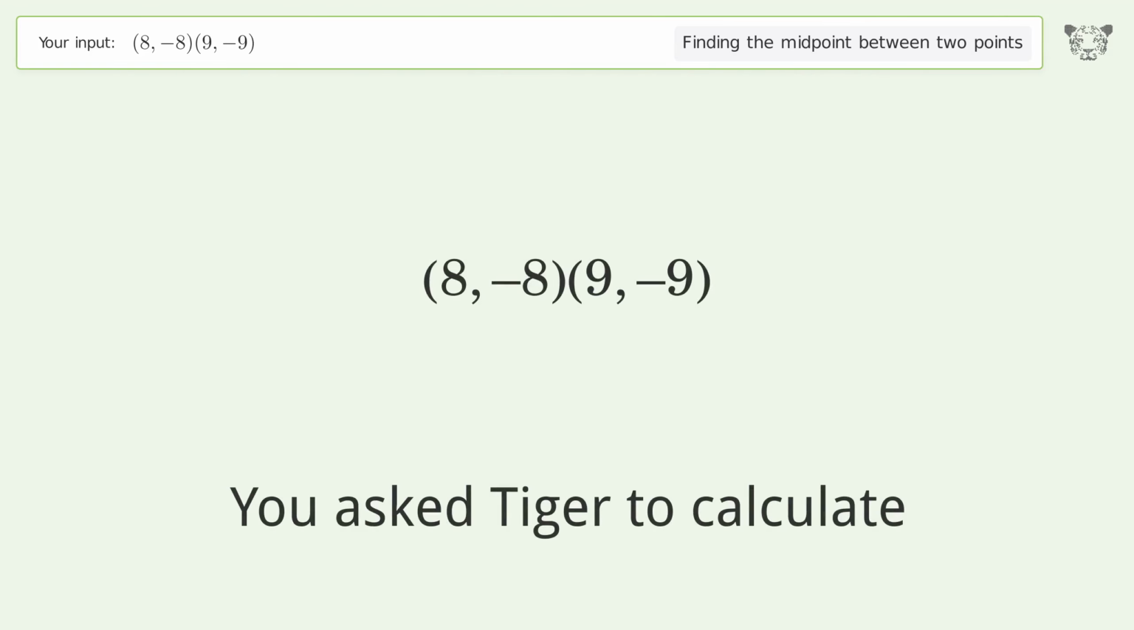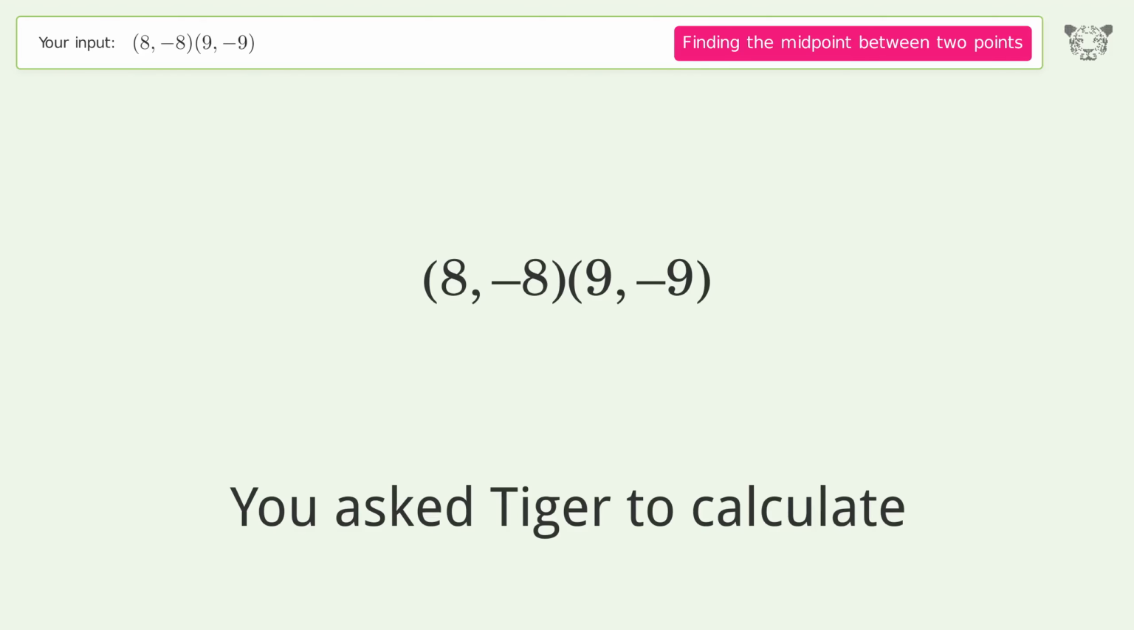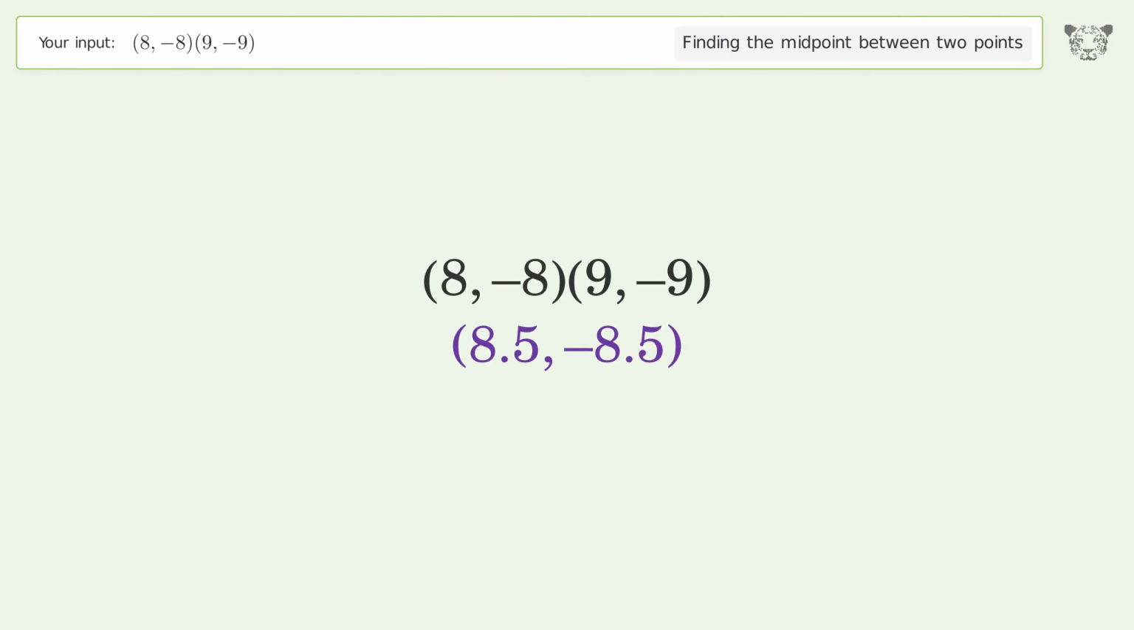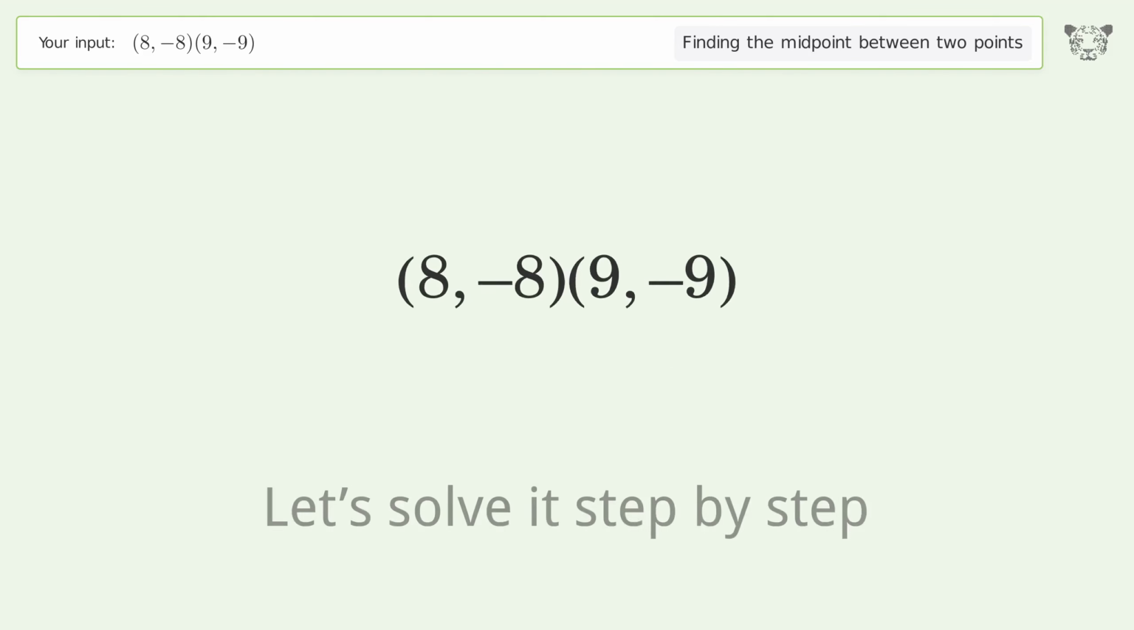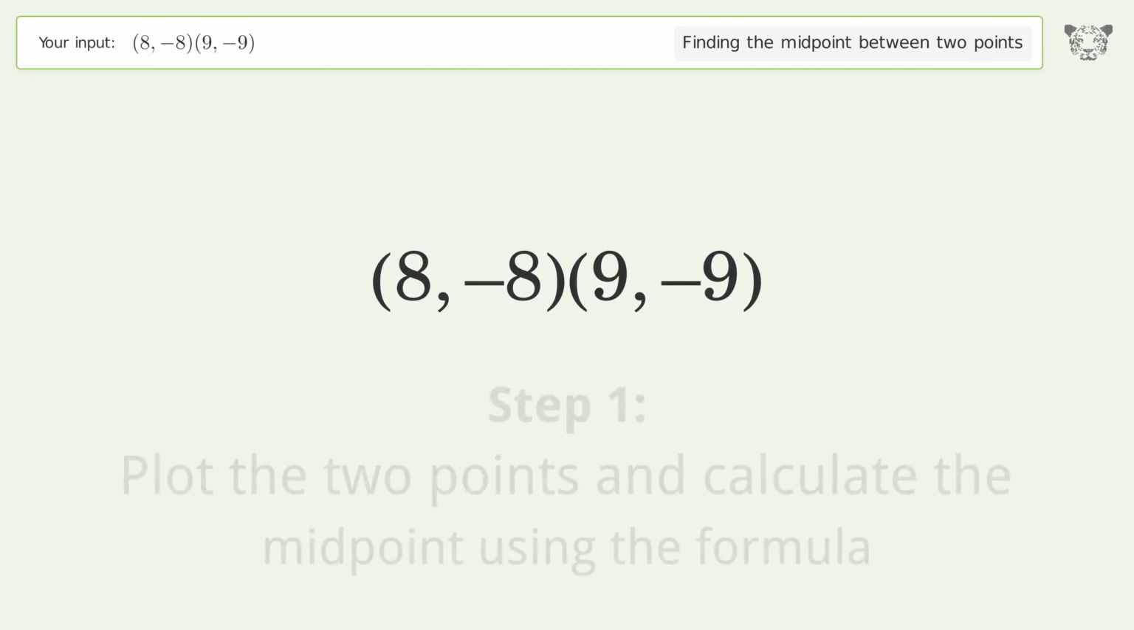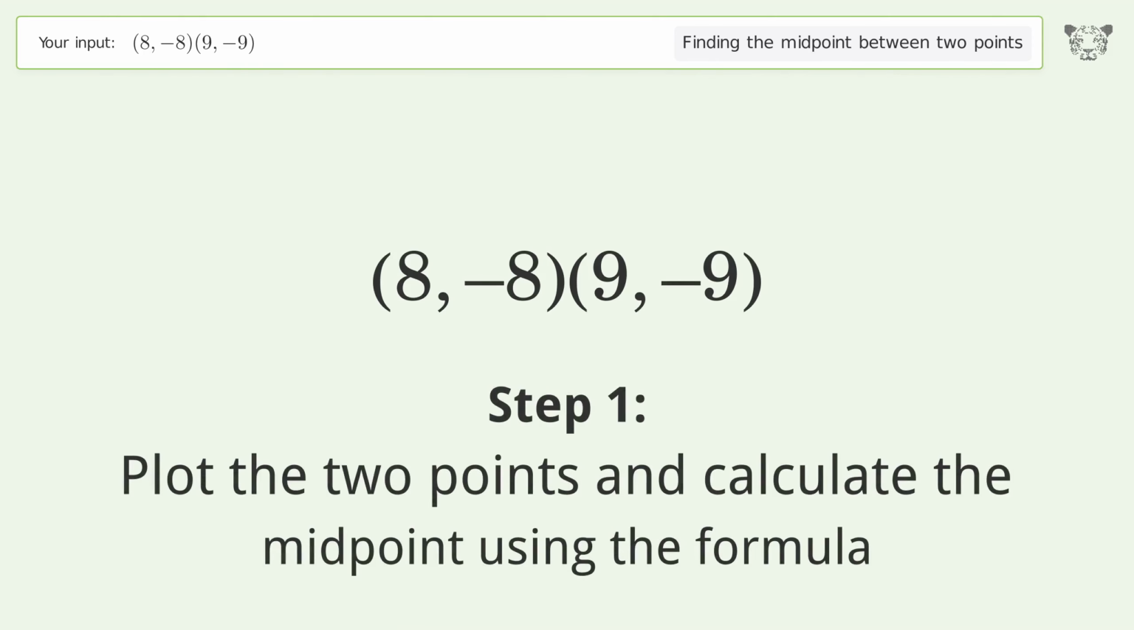You ask Tiger to calculate. This deals with finding the midpoint between 2 points. The midpoint between the 2 points is 8.5, negative 8.5. Let's solve it step by step. Plot the 2 points and calculate the midpoint using the formula.